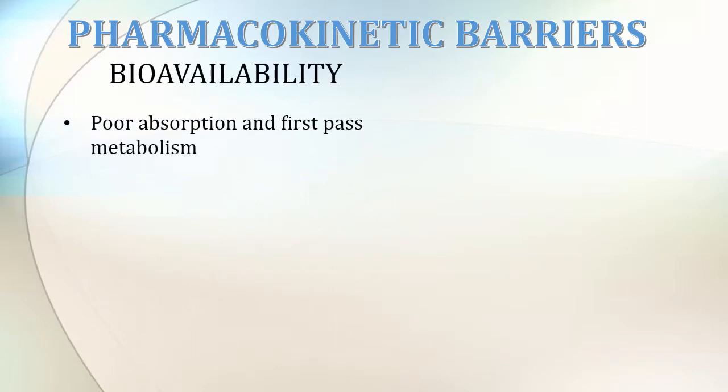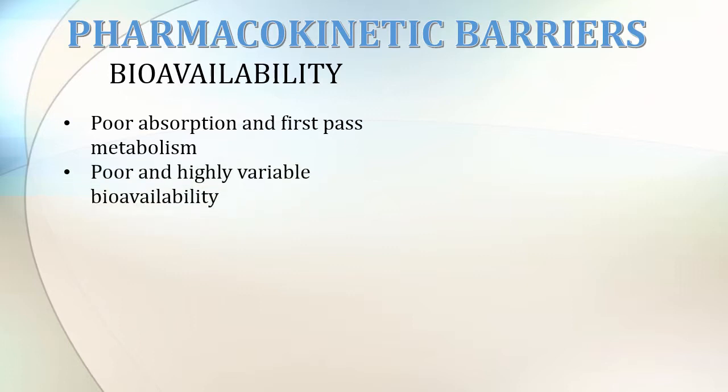And so as a result of poor absorption and perhaps first-pass metabolism, a barrier it exhibits is poor and highly variable bioavailability, with only 30% of the drug reaching the systemic circulation when orally administered. So these are all the barriers that need to be taken into consideration when designing cyclosporin.